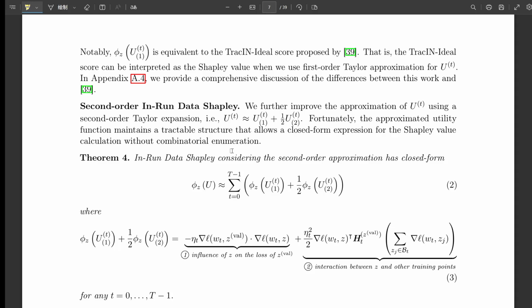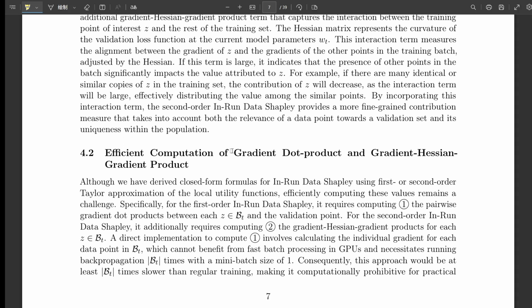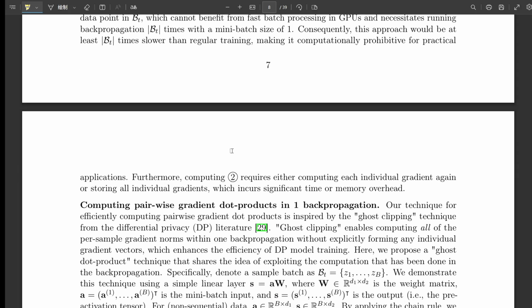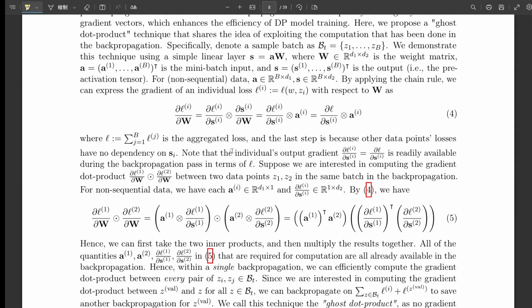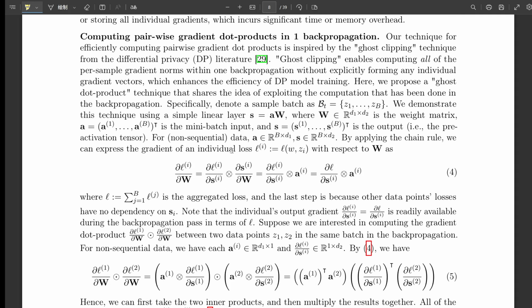Ghost techniques? Sounds intriguing. They developed methods to calculate those necessary gradient dot products and even the terms involving the Hessian very efficiently. They can do it using just one or two backward passes through the network, without actually calculating and storing every single gradient for every example, or the giant Hessian matrix. Exactly. They avoid forming those explicitly, which saves a massive amount of computation and memory.